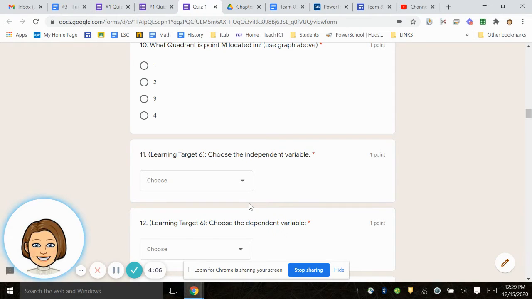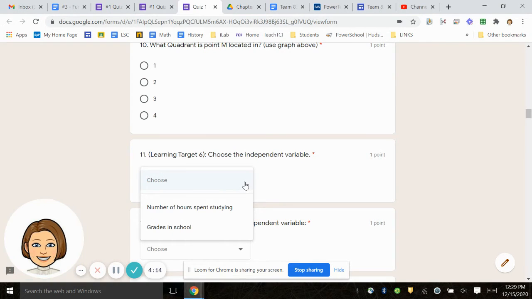For number 11, you're choosing the independent variable. Would it be number of hours spent studying or your grades in school? Independent, which has to happen first? Which decides the outcome of the other? That is your independent variable.